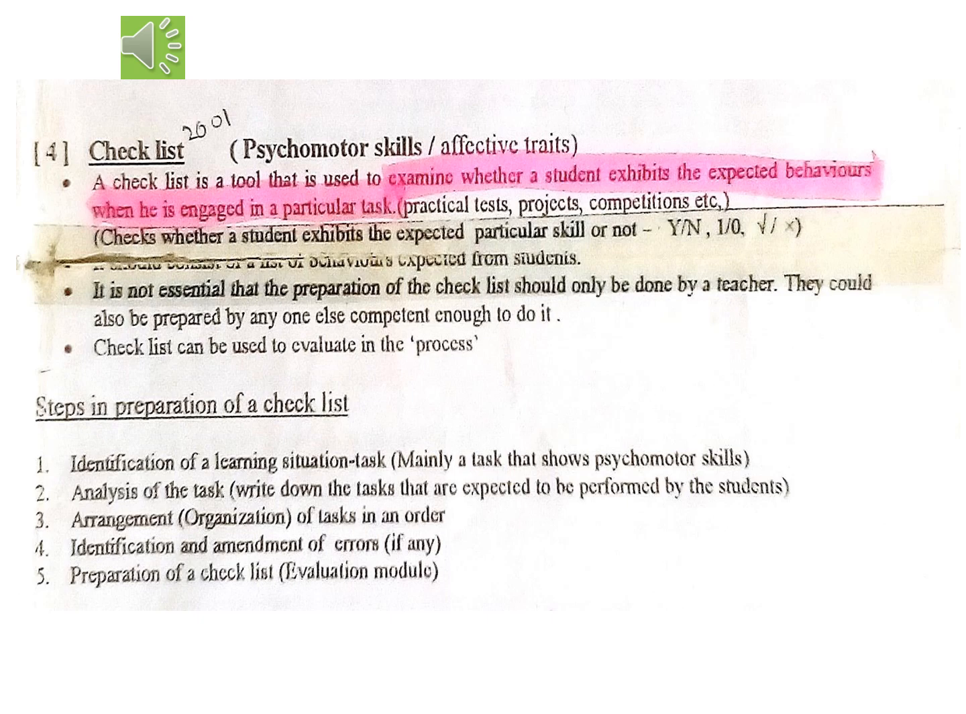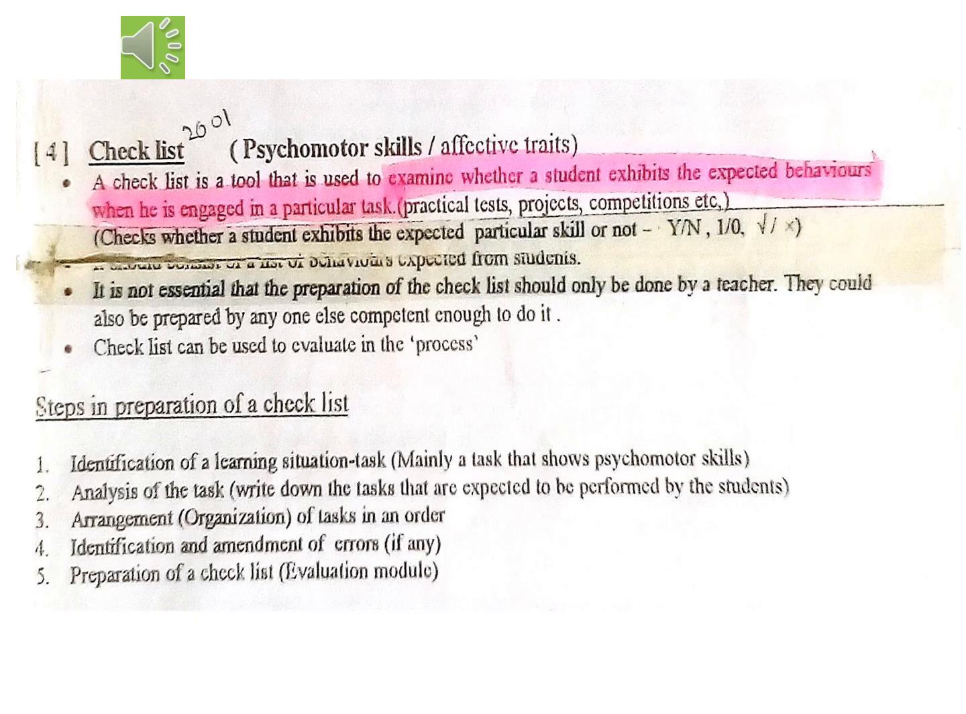Number 5, preparation of a checklist. So then you'll have to finalize the checklist. So what are the steps in the preparation of a checklist? Identification of a situation, task.